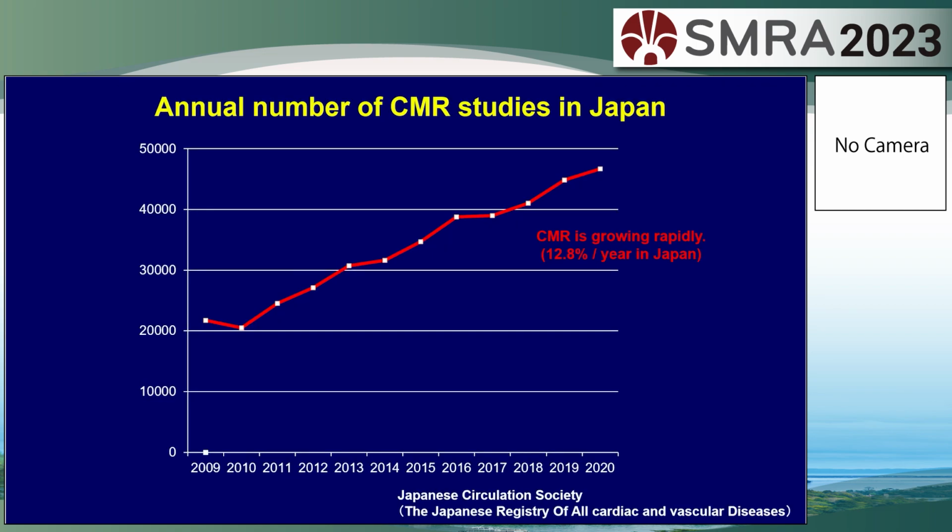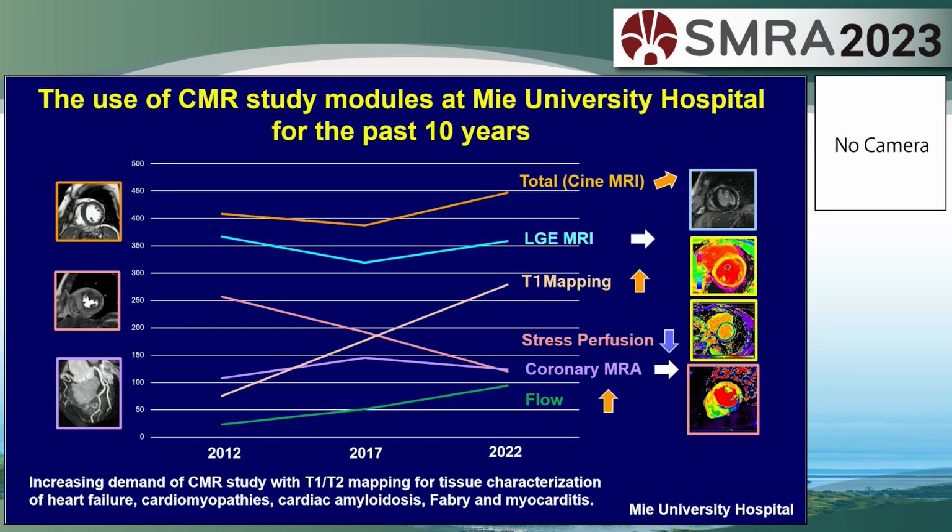This is the annual number of CMR studies in Japan. It is growing rapidly, with more than 10% per year recently. And this slide summarizes the use of CMR study modules at our hospital for the past 10 years. And you can easily find that T1 mapping is substantially increased. And flow imaging is also increased. And stress perfusion imaging is reduced.